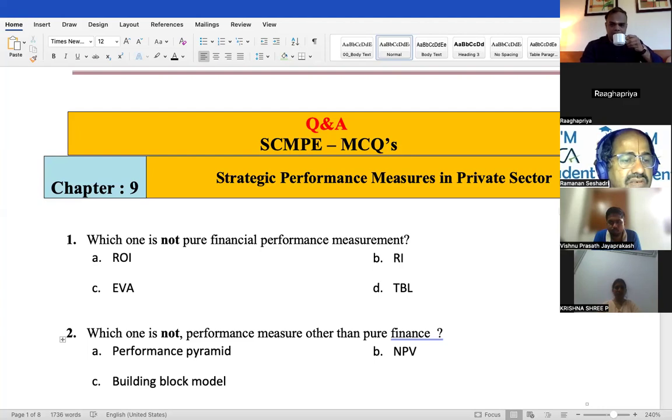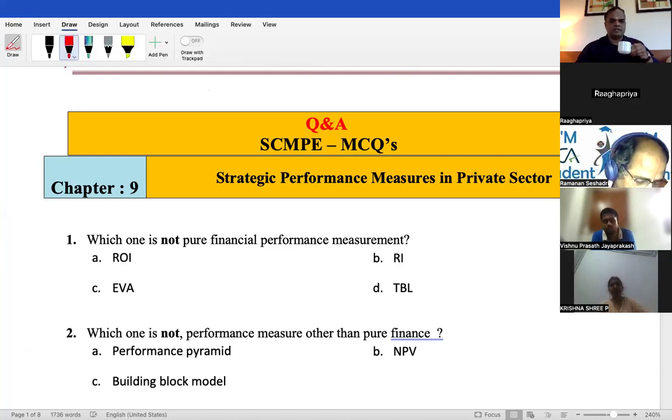Start. Chapter 9, Strategic Performance Measures in Private Sector. Question number 1. Which one is not pure financial performance measurement? Option A, ROI. Option B, RI. Option C, EVA. Option D, TBL. What is the answer? TBL.